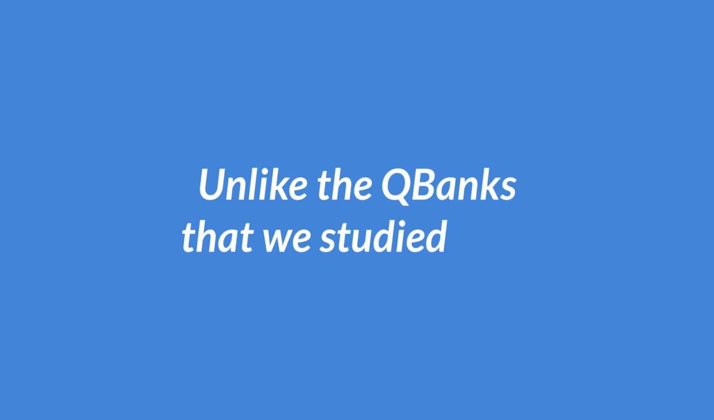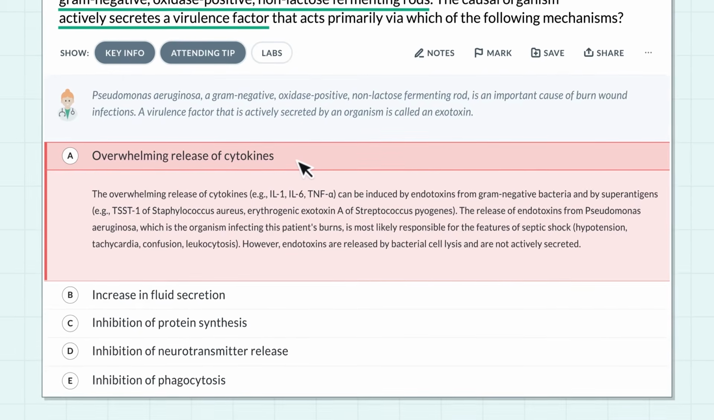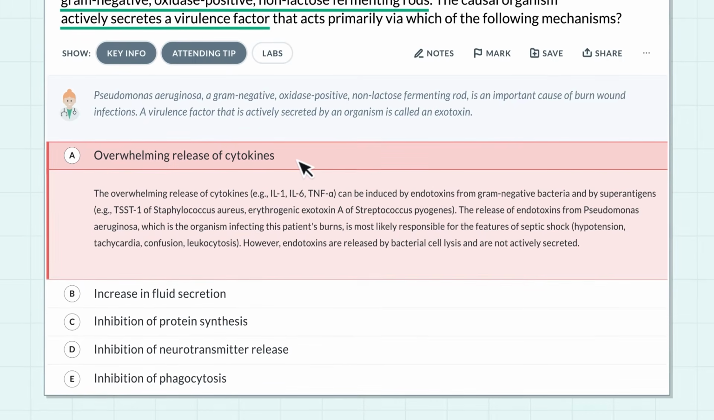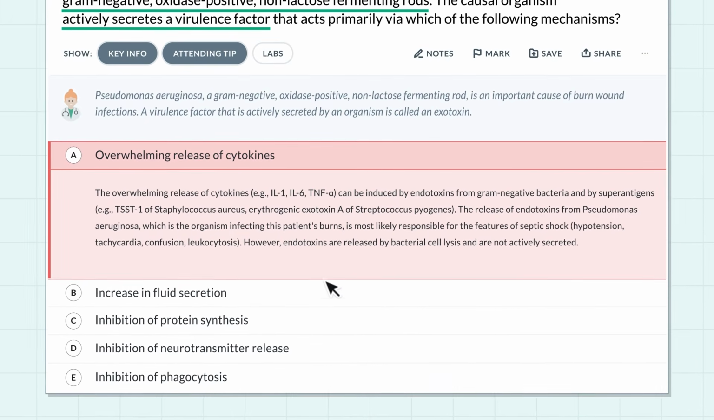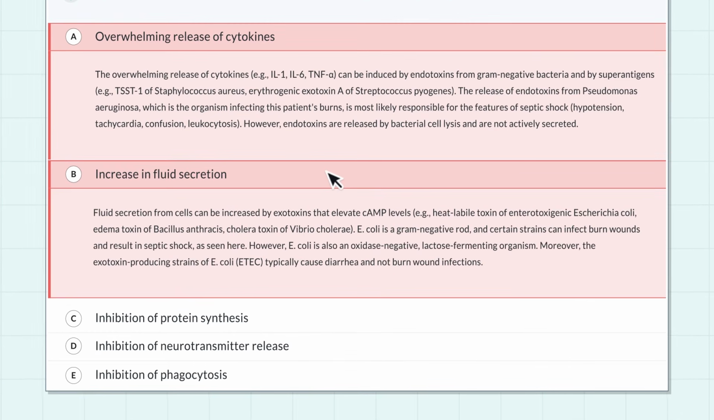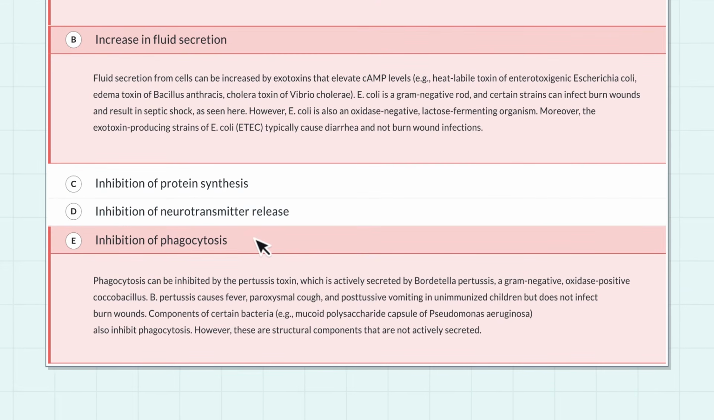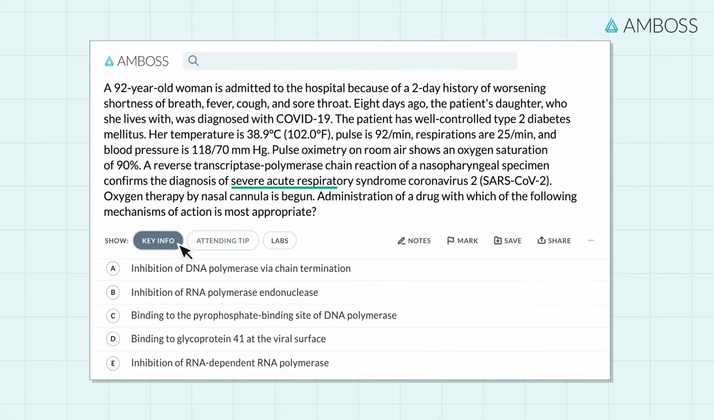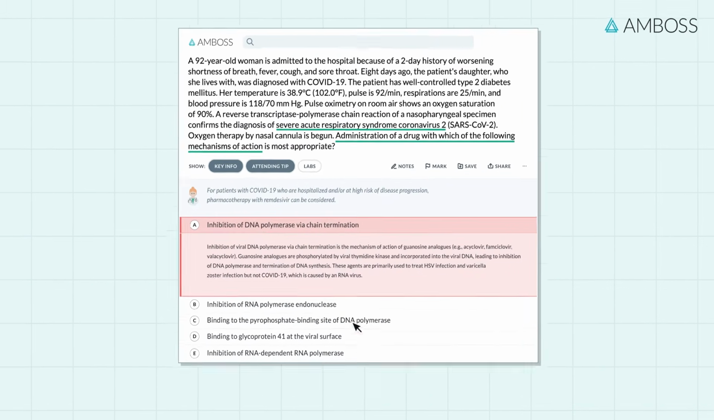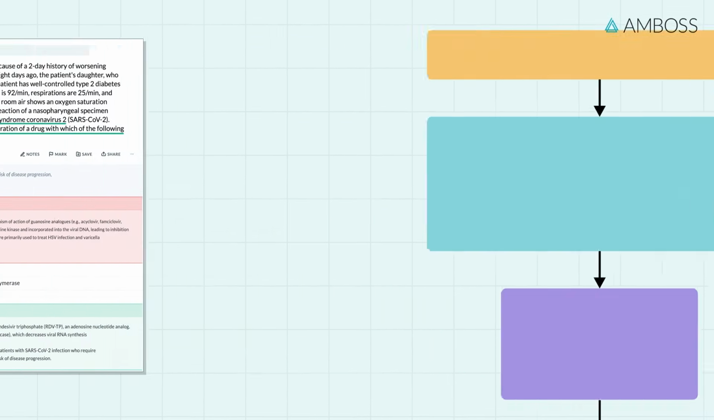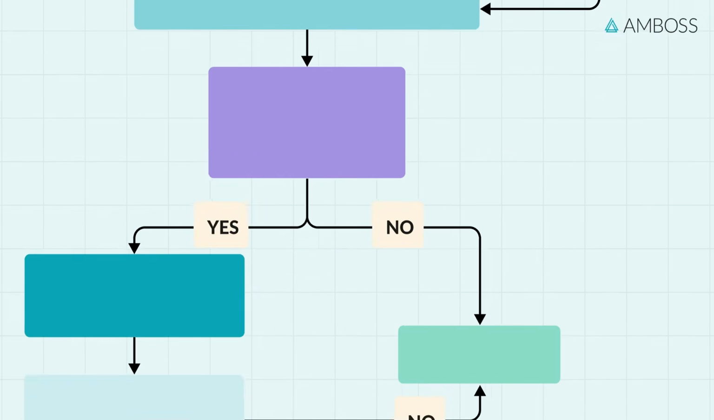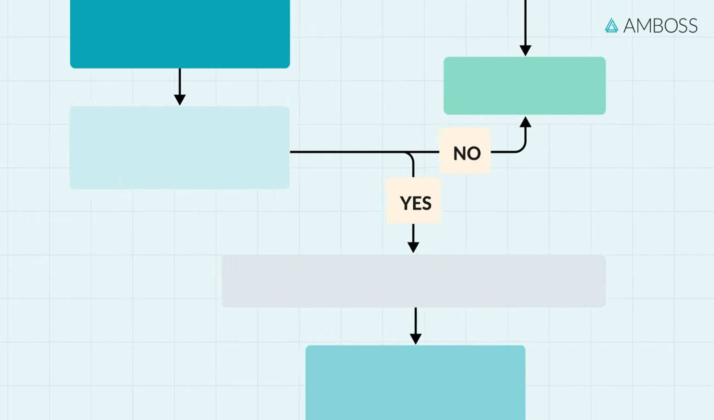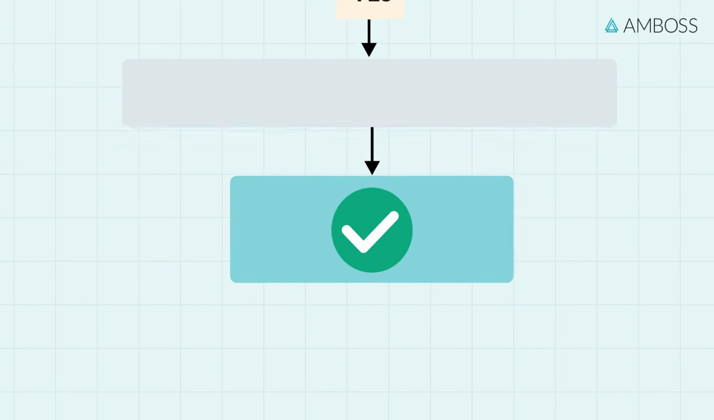Unlike the Q-Banks that we studied with, the AMBOSS Q-Bank won't just give you the right answer. Instead, it gives you another chance to squeeze more learning out of that question. Each of AMBOSS's incorrect options comes with a specific explanation that helps you course correct and teaches you a connected concept so that you learn from your mistakes and get more out of every single practice question. With time, this practice trains you to think more like a real clinician and decode a case, so that in the actual exam, you can get to the right answer without getting lost along the way.